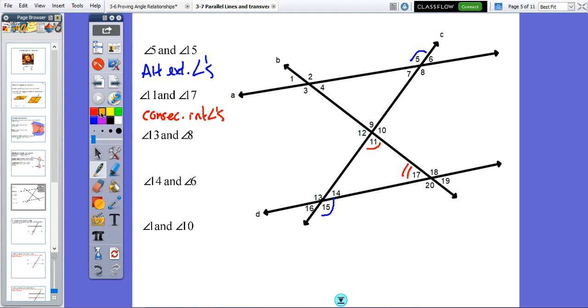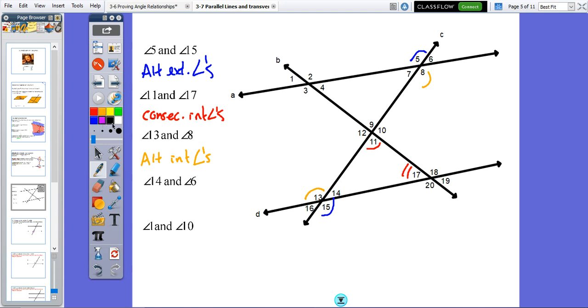All right. Let's look at 13 right here and 8 right there. So this is the group of angles, and this is the group of angles, making this the transversal. If you can see, they're both interior angles, but they're opposite sides of the transversal. So they're alternate interior angles.